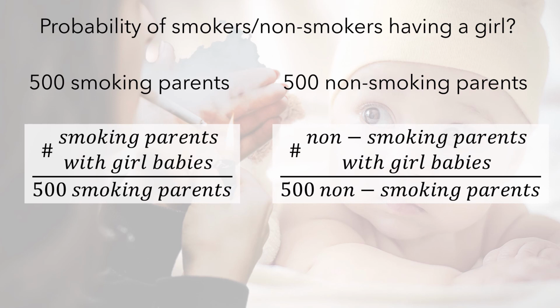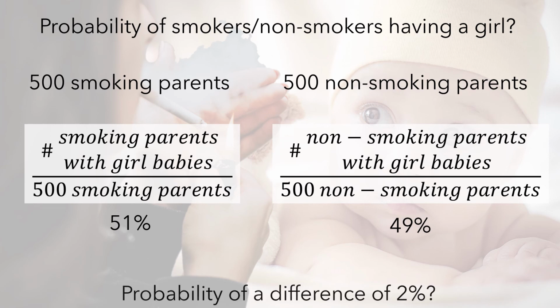Now, let's imagine that 51% of the smokers had girls, but only 49% of the non-smokers had girls. That is, there is a difference of 2 percentage points. A question we ask when making statistical inferences is, what is the probability of getting a difference of 2%? I'd like you to pause the video and think about how you might compute this probability.